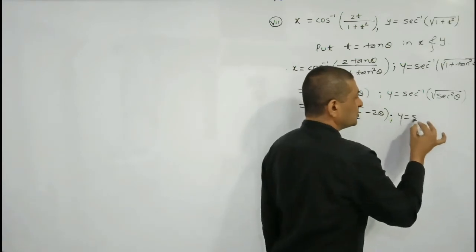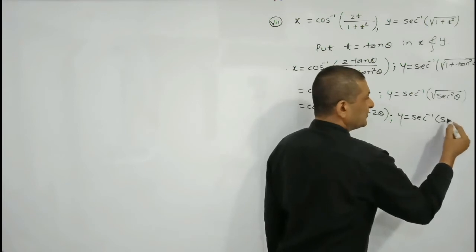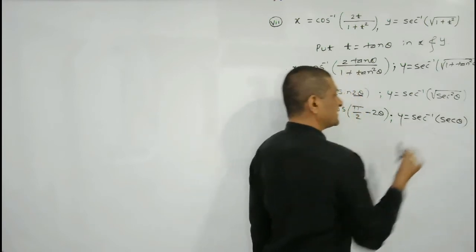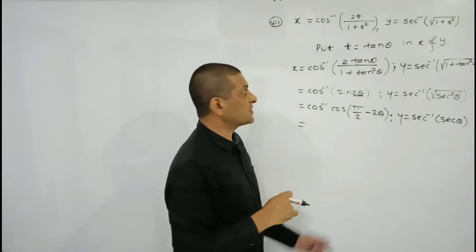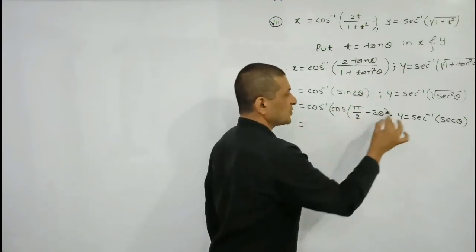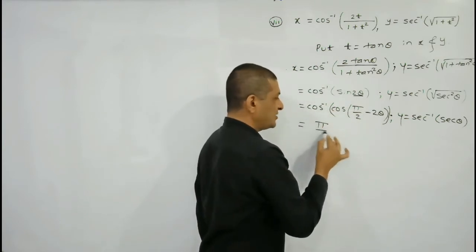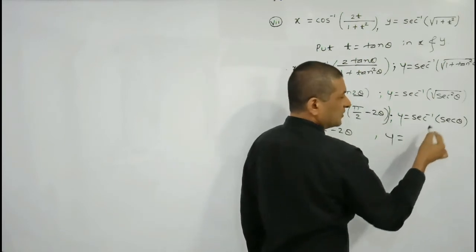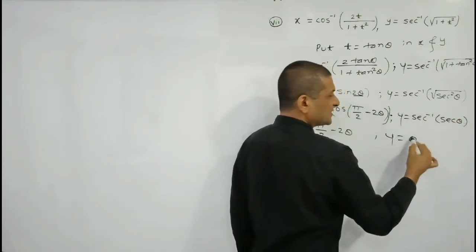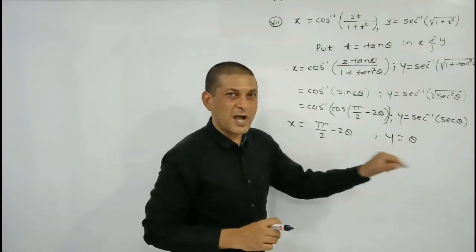y is equal to sec inverse of, sec square outside the root will become sec theta, isn't it? So here, according to one of the properties of inverse trigonometric functions, this cos and cos inverse will get cancelled. So what is the remaining term? Pi by 2 minus 2 theta. And here the value of y will be equal to sec inverse, and sec will get cancelled, theta.